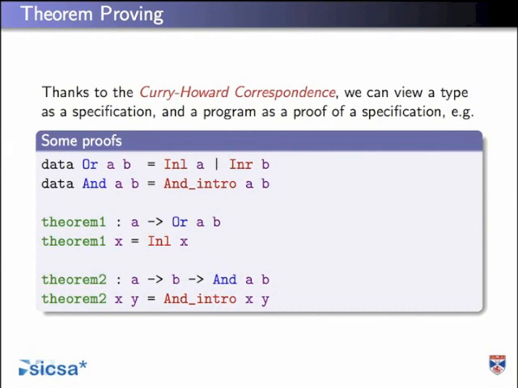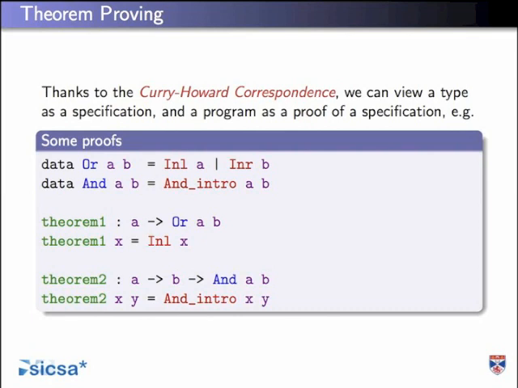Right, so I said a little bit about theorem proving, and theorem proving plays a big part in dependently typed programming, simply because as soon as you have precise types, it's going to take, eventually, a little bit of work to get your programs past the type checker. Thanks to the Curry-Howard correspondence, we can view types as specifications and programs as proofs of specifications.